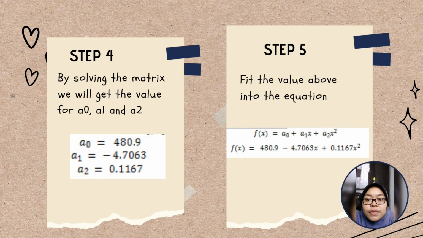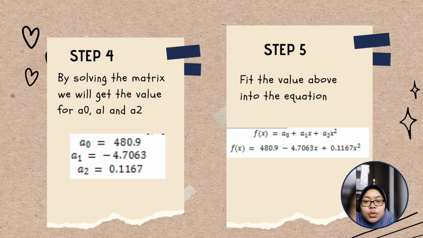Step 4. By solving the matrix using the EQN mode, we will get the values for a0, a1 and a2. We get a0 equal to 480.9. a1 we get negative 4.7063, and we get a2 equal to 0.1167. So the last step for this function is step 5.